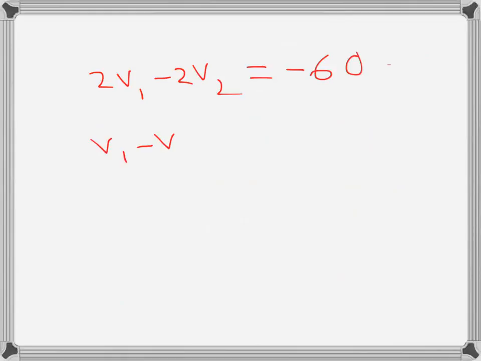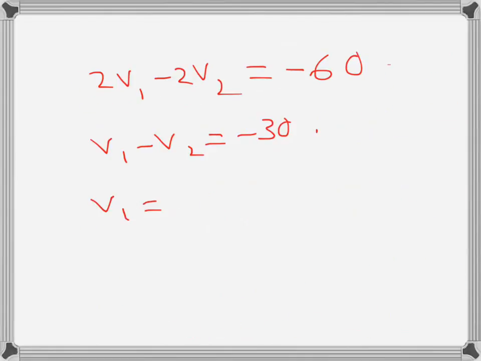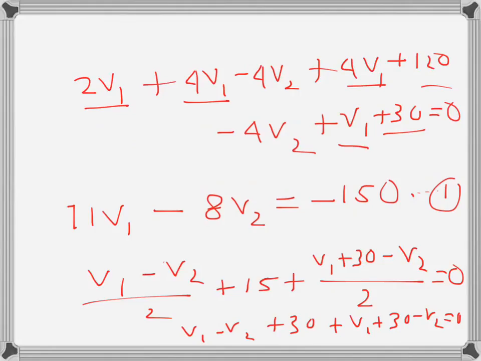So V1 minus V2 is equal to minus 30, or I can write V1 is equal to V2 minus 30, like that. So this is another equation. So I have V1 in terms of V2 or V2 in terms of V1, whatever.